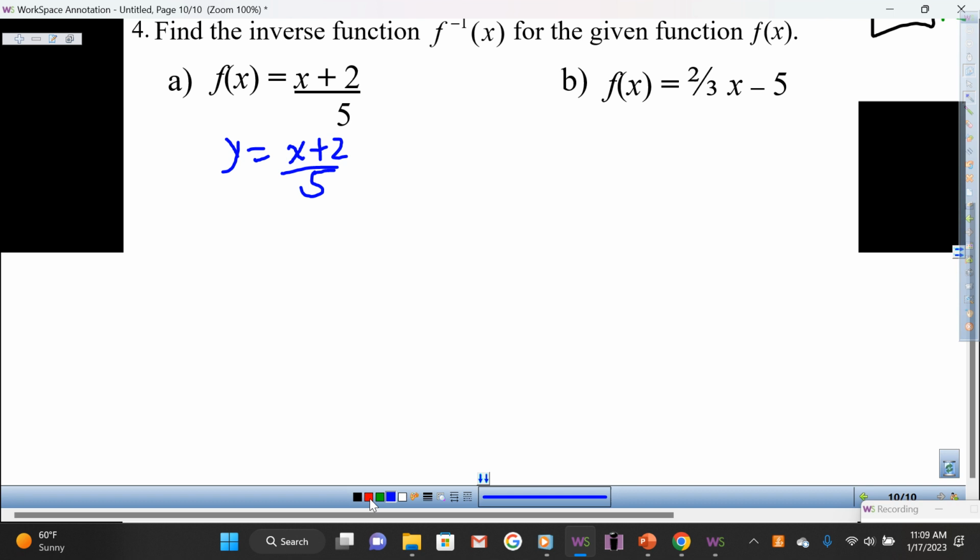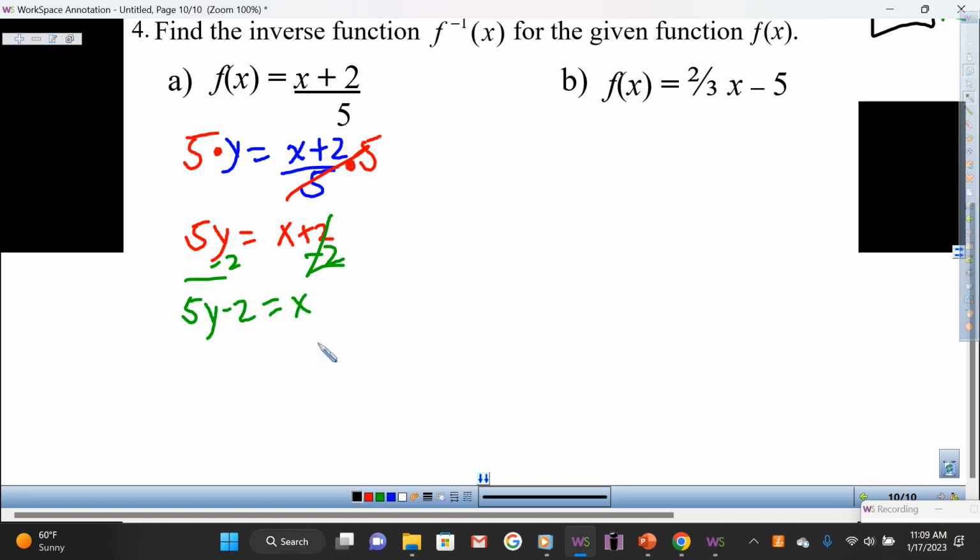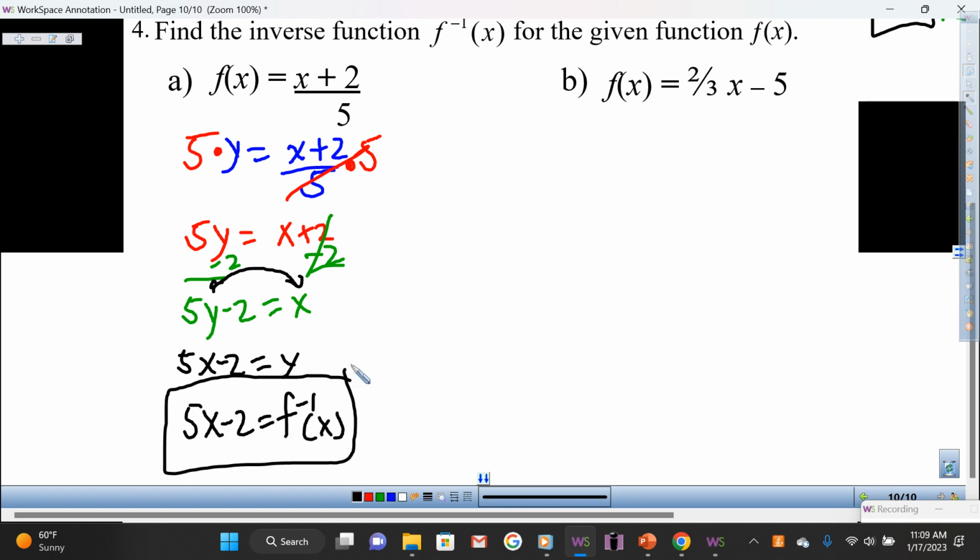So before we subtract, what do we do first? Multiply by 5 both sides, yes. So then we end up with 5y equals x plus 2. And then? Subtract 2, subtract 2. 5y minus 2 equals x. And then? Switch the variable. So this is 5x minus 2 equals y. And then? F inverse x. Woo-wee. So far so good?